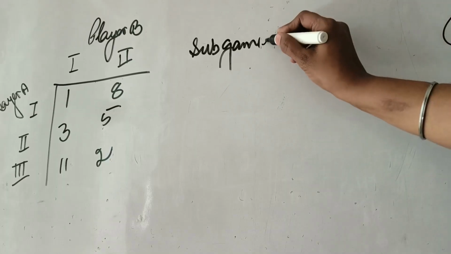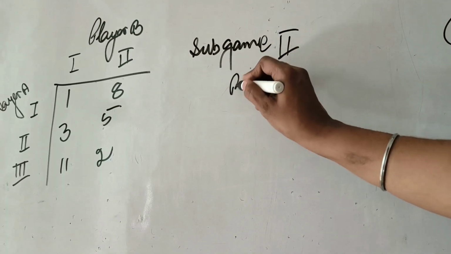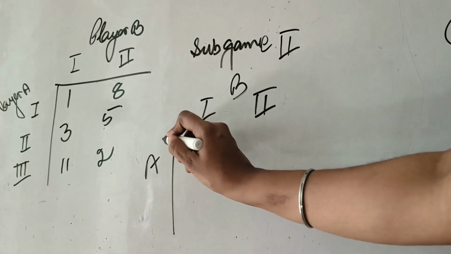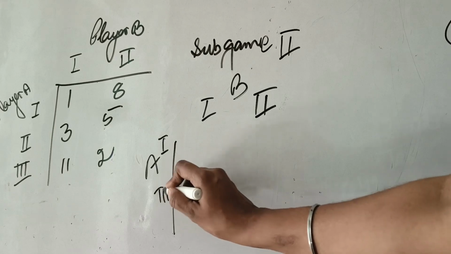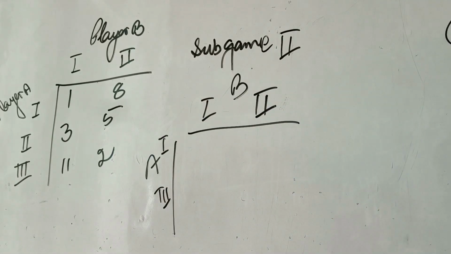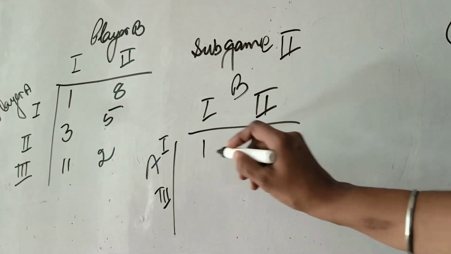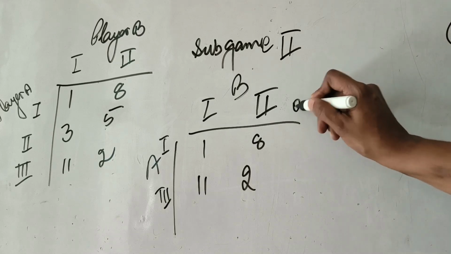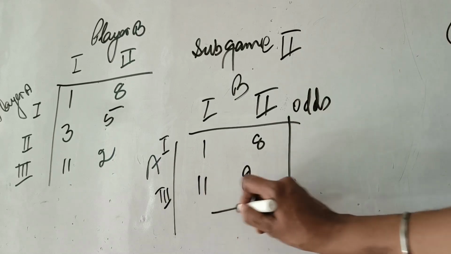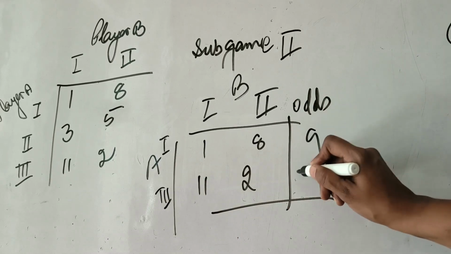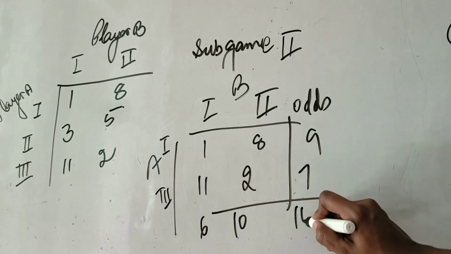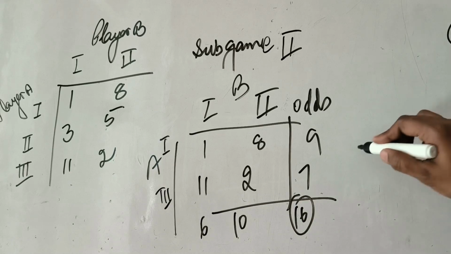So our second subgame, for player B, the strategies were fixed. For player A, in the second subgame, we have taken first and third strategy. You simply have to copy what you have already done. First and 8, 1 and 8, 11 and 2. So if you will look back, we have solved this subgame with the help of odds method. So the values were 9, 7 and here the values were 6 and 10. Total was 16.